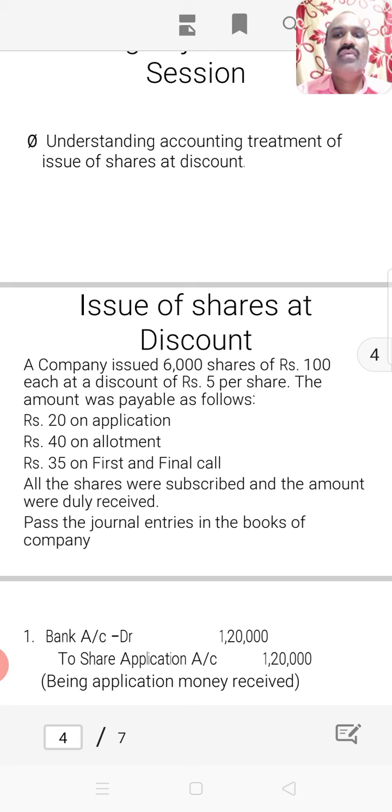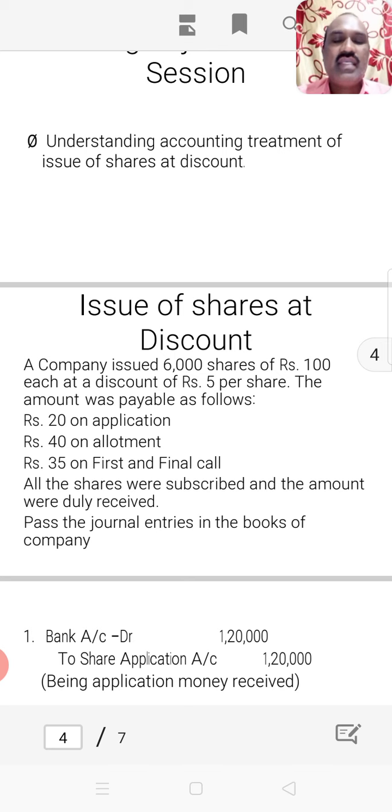The amount was payable by the shareholders as follows. Those shareholders to whom shares are allotted are going to make this payment in this way: 20 rupees on application, 40 rupees on allotment, and the remaining 35 rupees on the first and final call. Put together it becomes 95 rupees: 20, 40 plus 35. All the shares were subscribed.